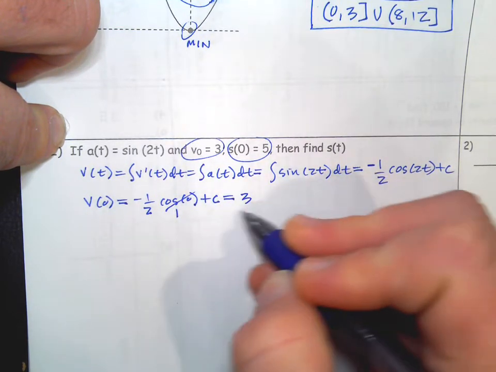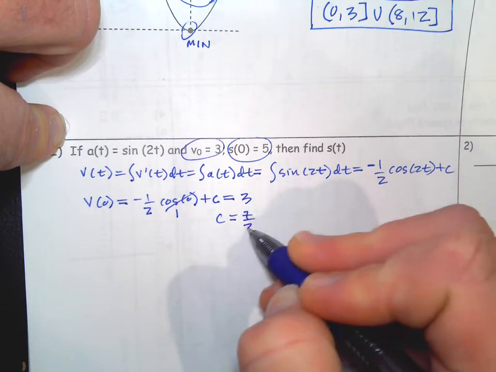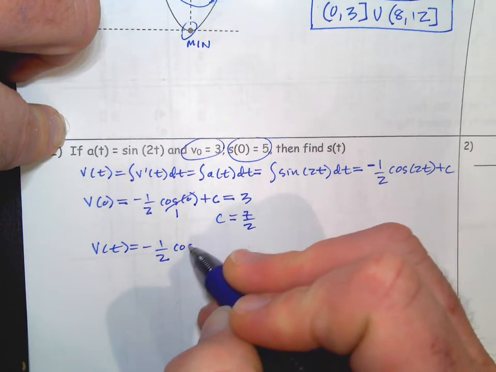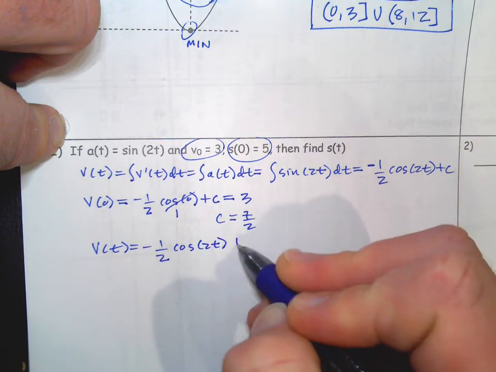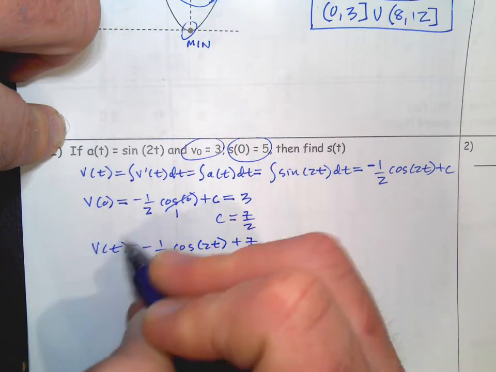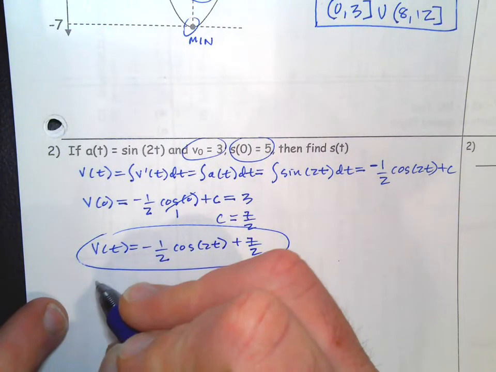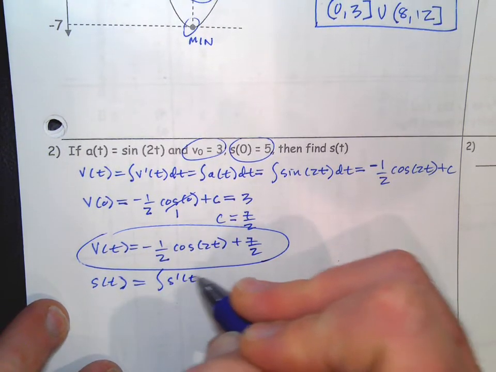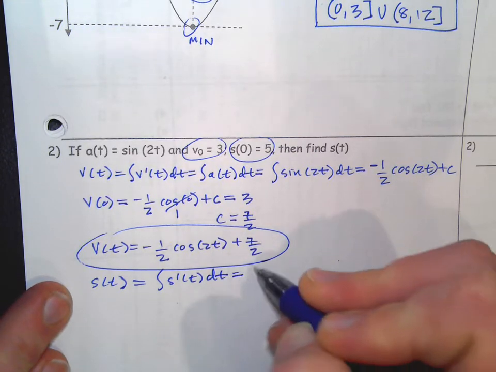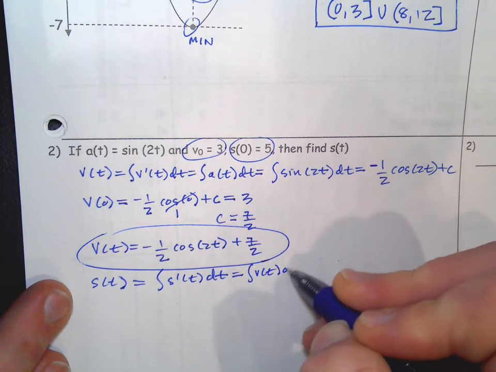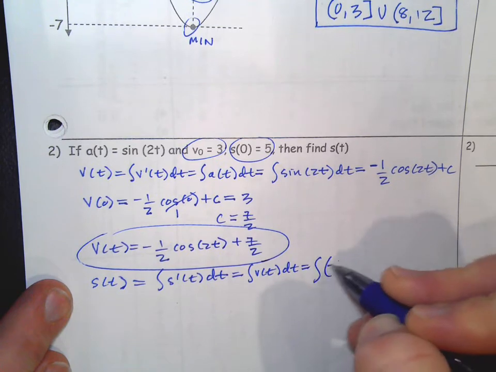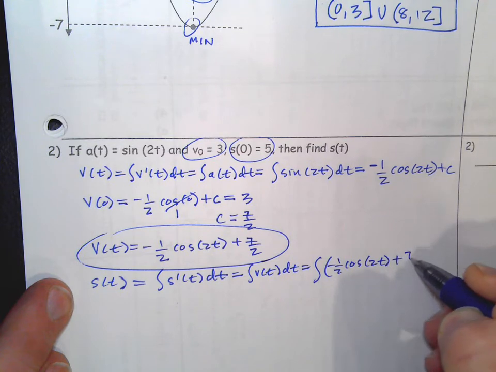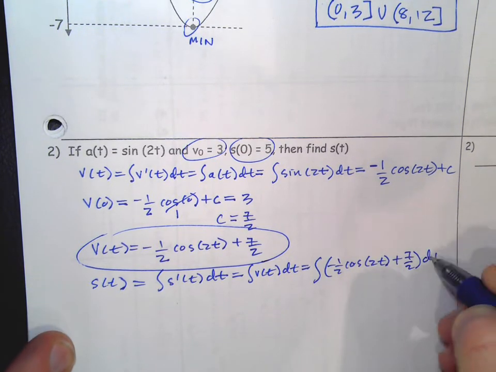That's a 1. So c equals 3.5 or 7/2. So the velocity equals negative 1/2 cosine 2t plus 7/2. So we're halfway there. So now position is going to come from integrating the derivative of position, which is the integral of velocity, which is the integral of negative 1/2 cosine 2t plus 7/2 dt.